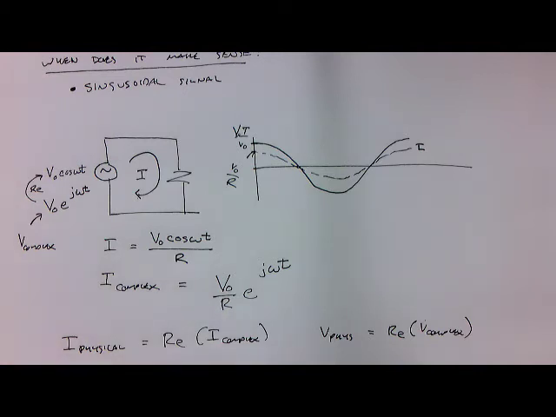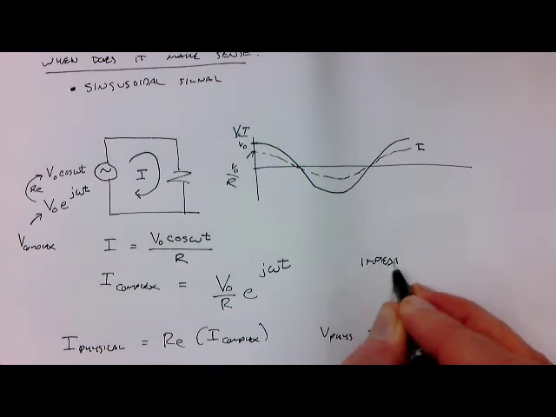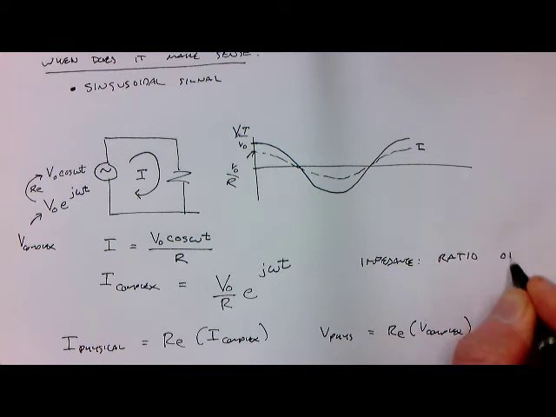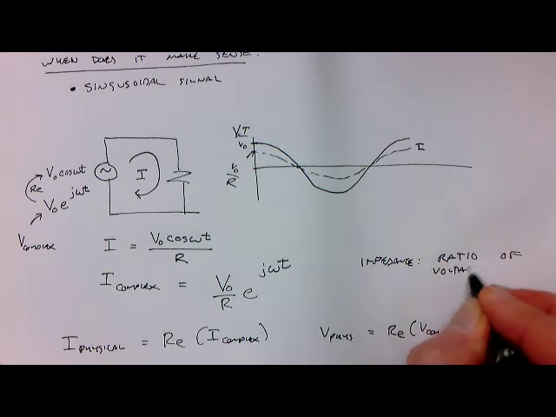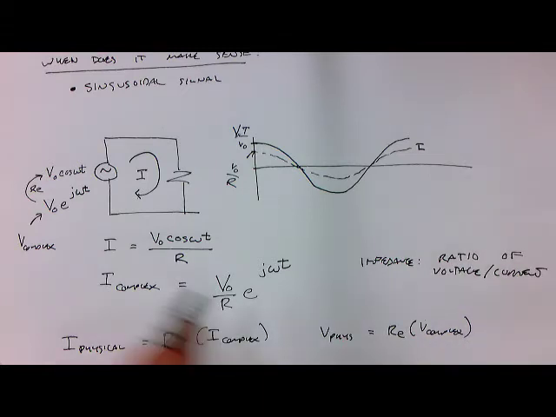Okay? So I'm just going to go one step further to say the way that I think about what impedance is. Impedance is the ratio, for a given circuit element, of the voltage to the current. So what's the impedance for this resistor? It'll be just the resistance value.